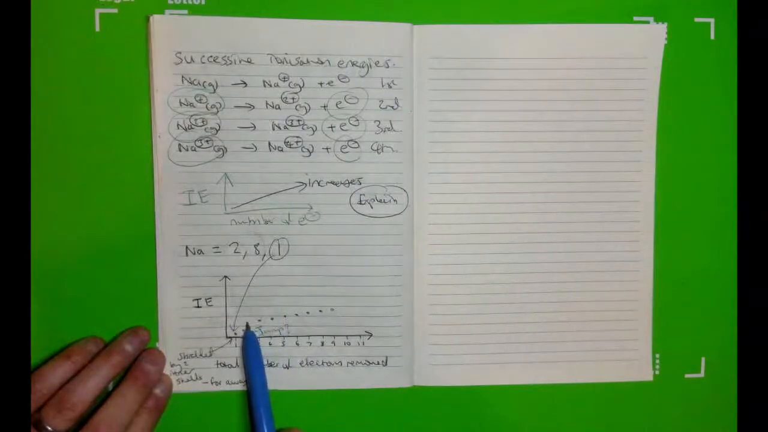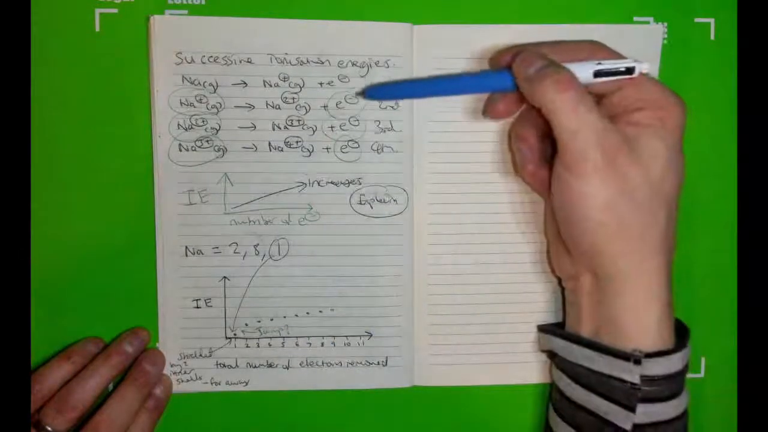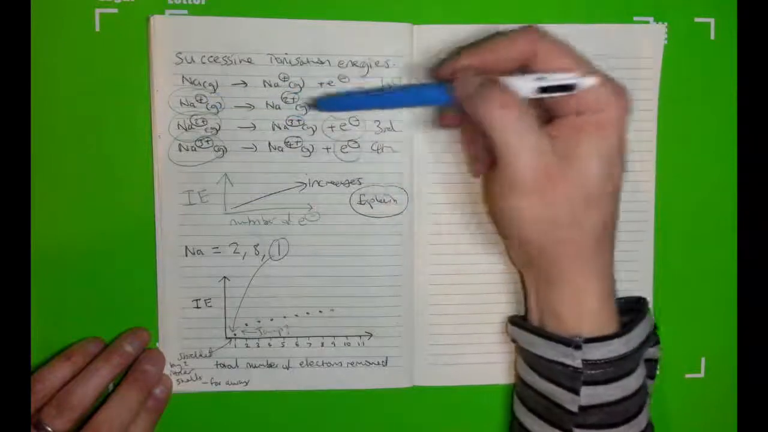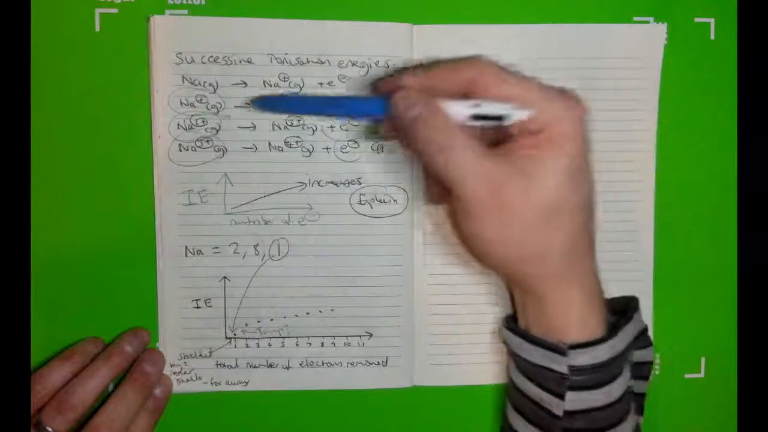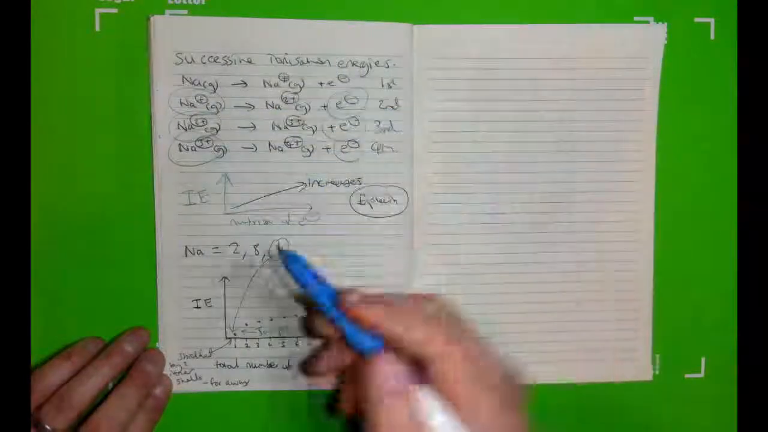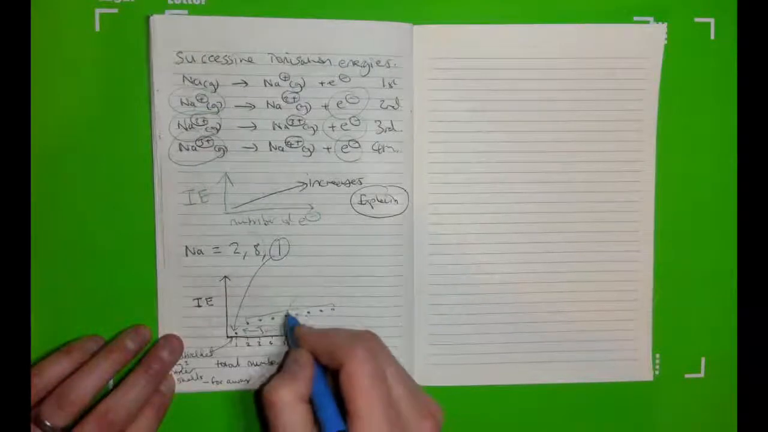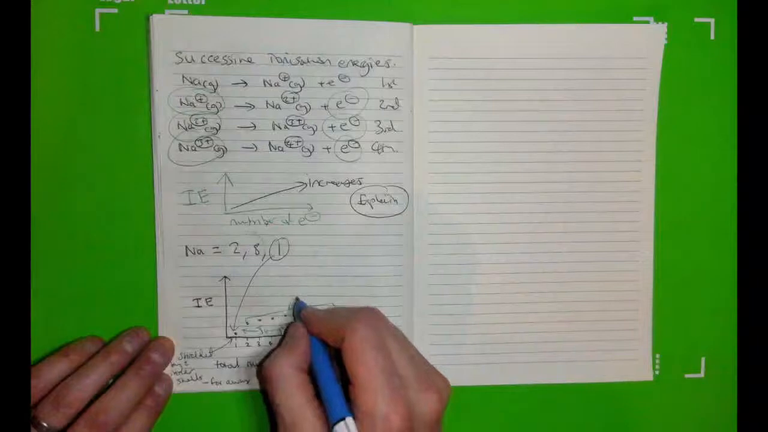There's still a general increase in ionisation energy, and that's because of this reason here, that we've got a 1 plus charge, a 2 plus charge, a 3 plus charge, so we're increasing the electrostatic force of attraction. So you need to explain why there is still an increase in ionisation energy there, a steady increase. You need to explain that as well.